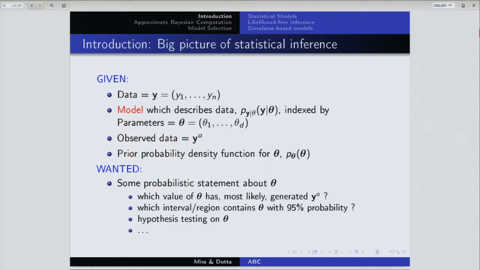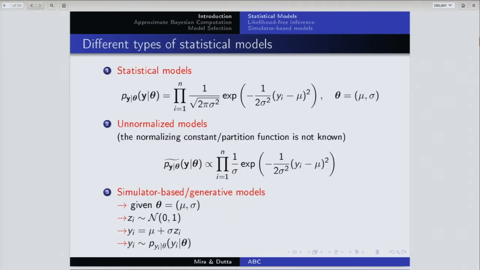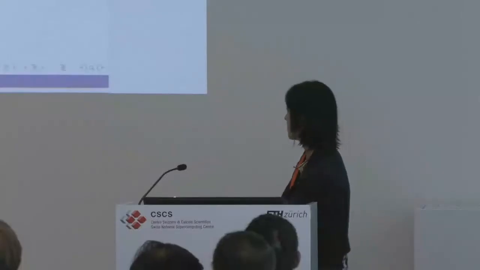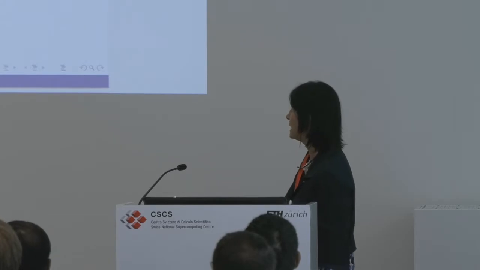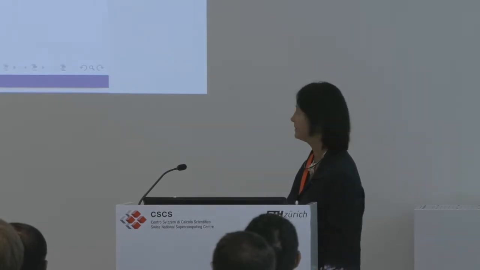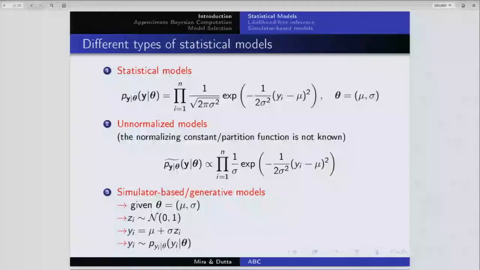So let me focus a little bit on the model. The model can be given in the form of a probability distribution function. Okay? If we assume that the data has a Gaussian distribution, the parameters are the mean and the standard deviation, and the distribution of the n observed data, assuming that they are independent and identically distributed as Gaussian, will have this expression.